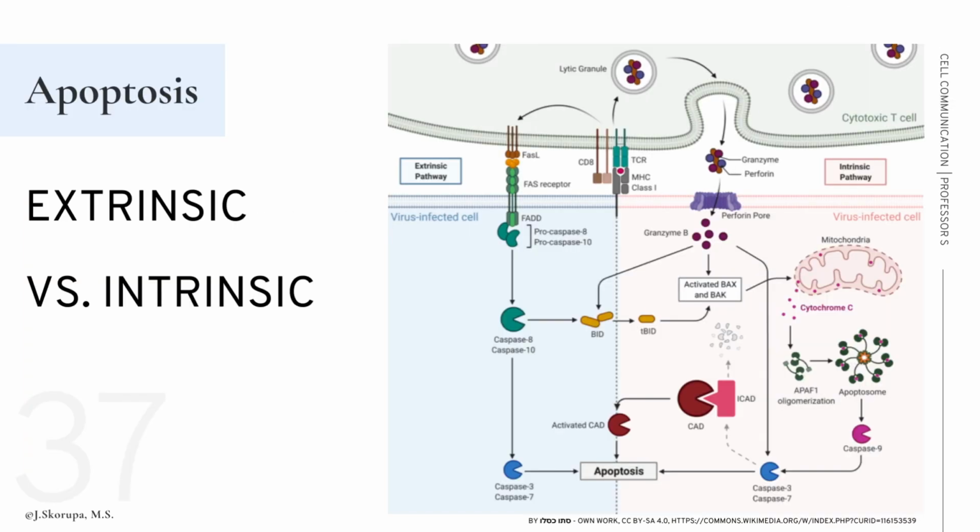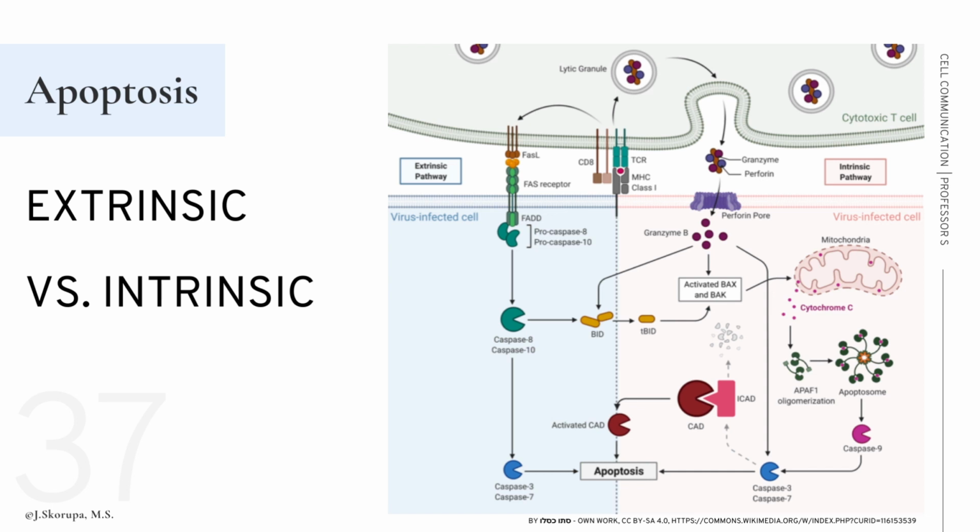Here's an image of a virus-infected cell being induced into programmed cell death by a cytotoxic T cell, which is a T lymphocyte, part of our amazing immune system. On the left, we have the extrinsic pathway activated by the binding of a death factor to the death receptor. This creates a large congregation of proteins called a death-inducing signaling complex, or DISC. This activates caspases and leads to apoptosis.